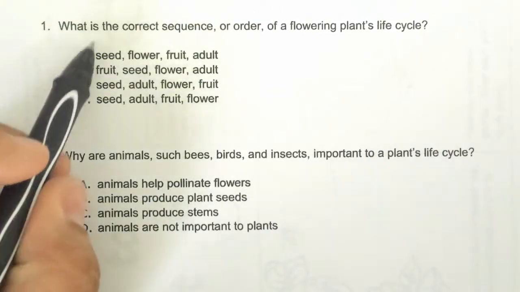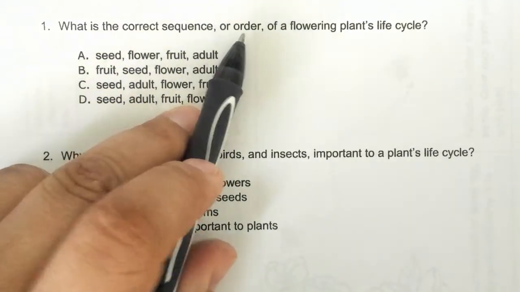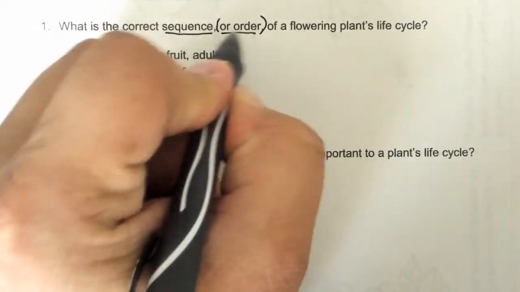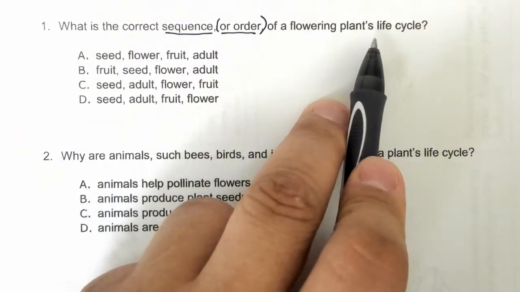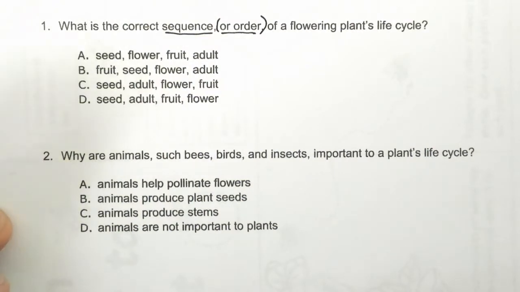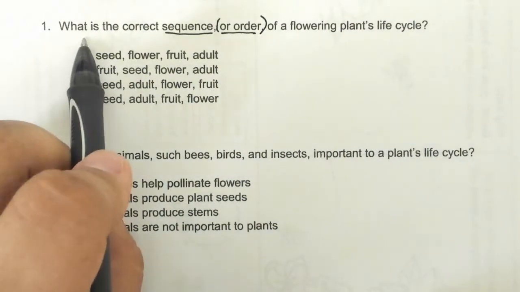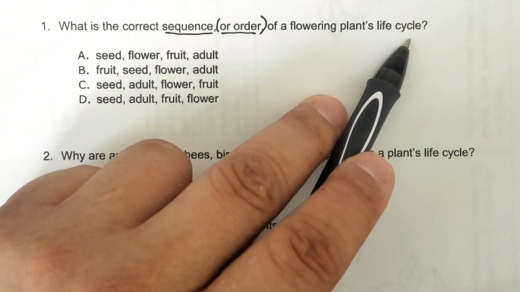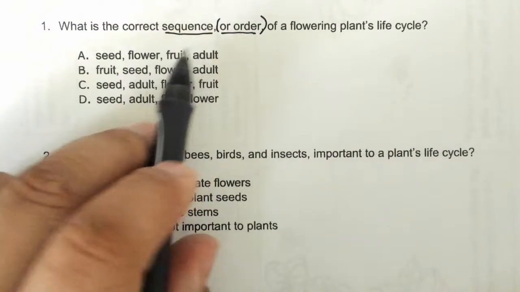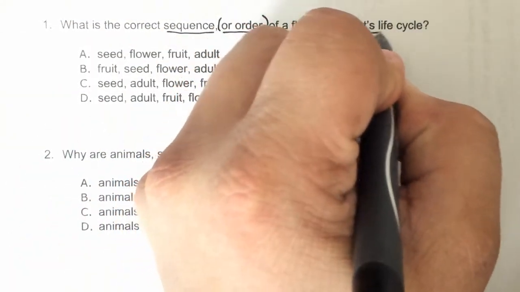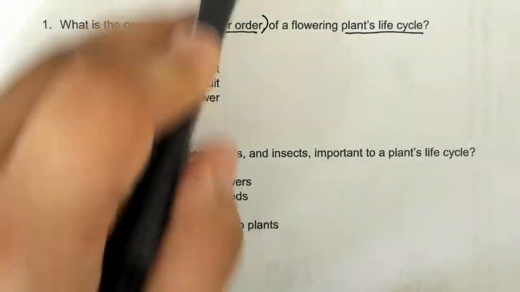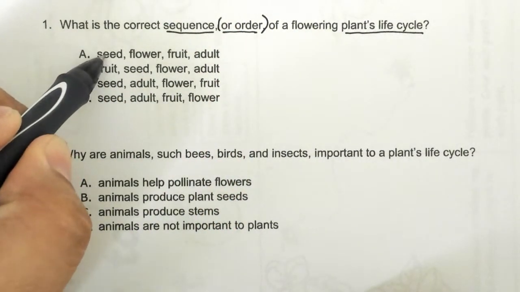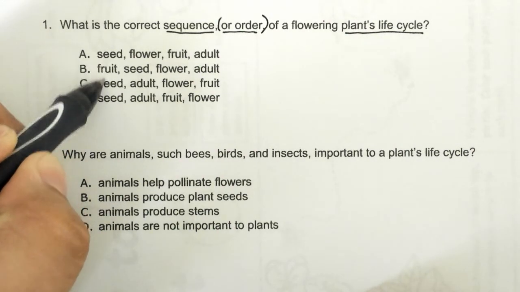So if we look here, the question's asking, what is the correct sequence or order? These 2 words mean the same thing, of a flowering plant's life cycle. So if we read it again, we say, what is the correct sequence or order of a flowering plant's life cycle? So we have 2 words then. We can go ahead and do plant's life cycle. And that gives us our R and U of our rule strategy. And if I look at my answer choices, I see that there's seed, fruit, seed, and seed.